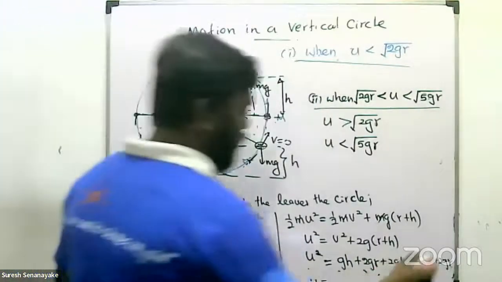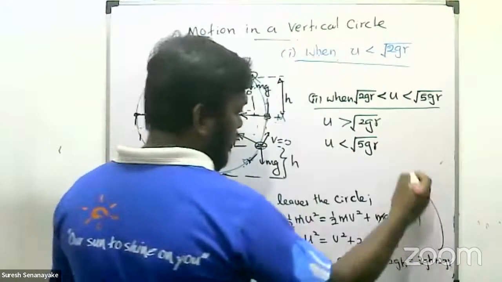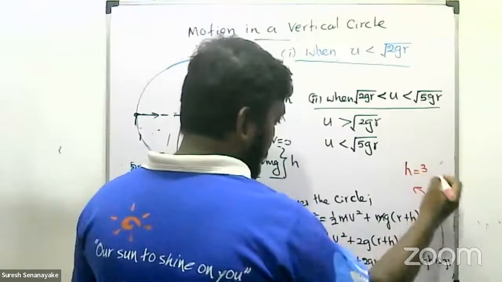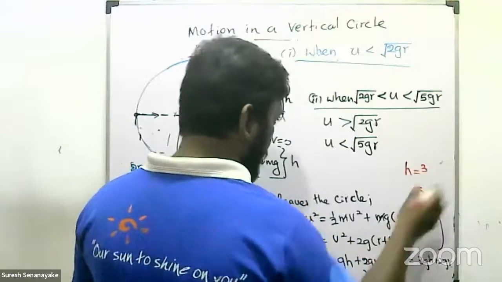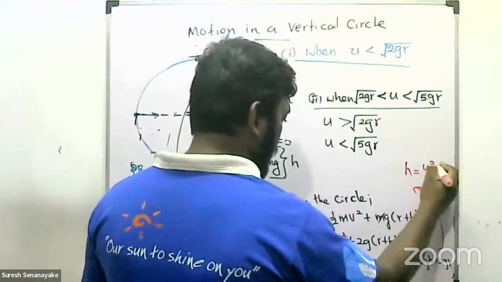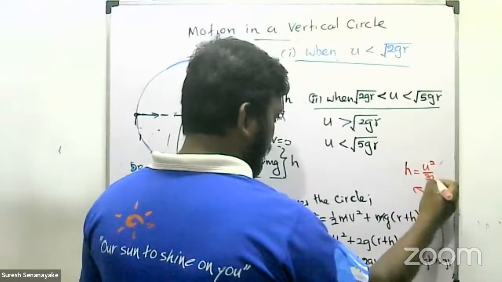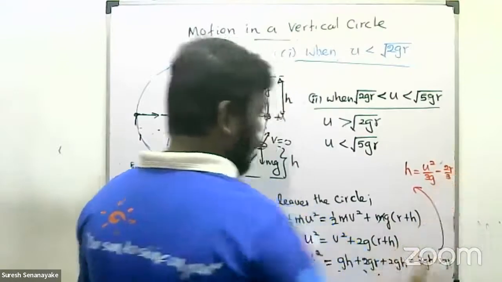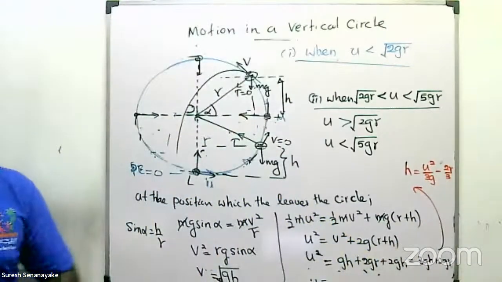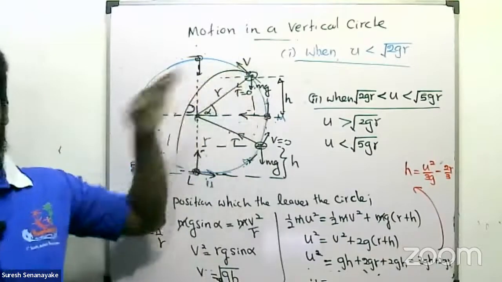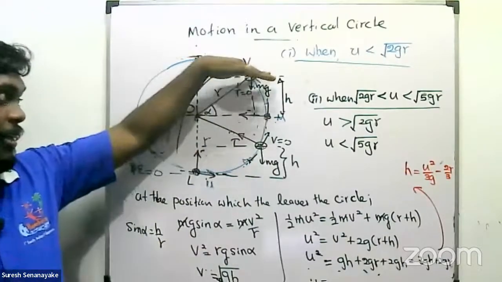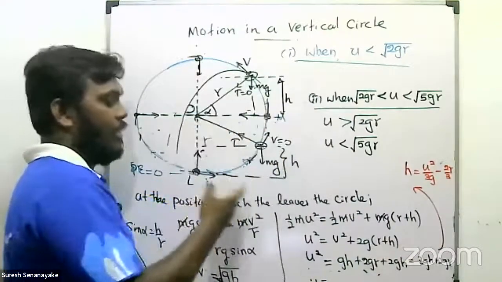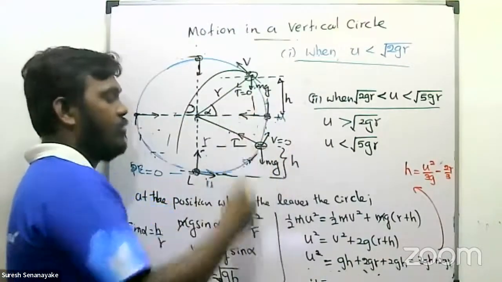So it equals u square over 3g minus 2r over 3. That should be the height where it leaves the surface, the circle. This is simply h measured from the middle, so you can add r also there.